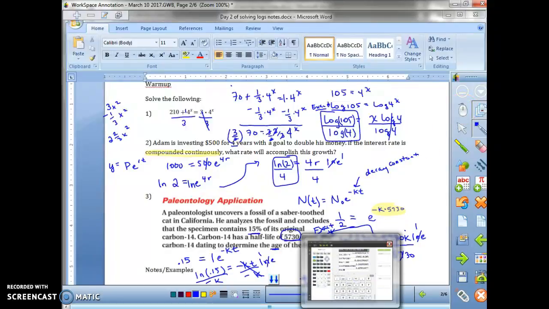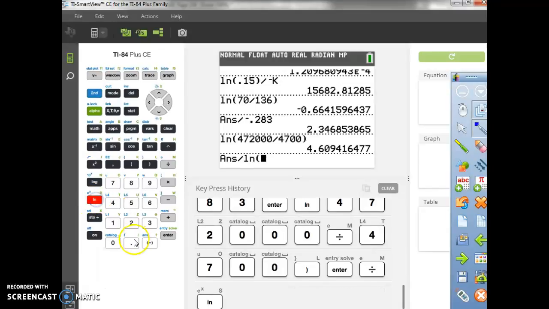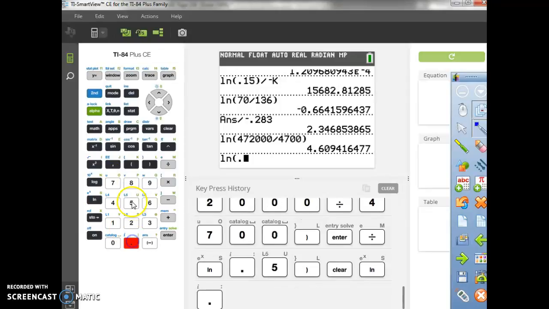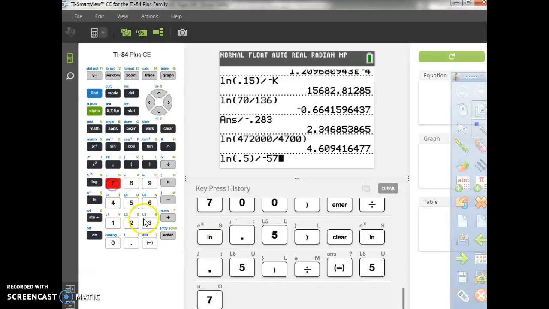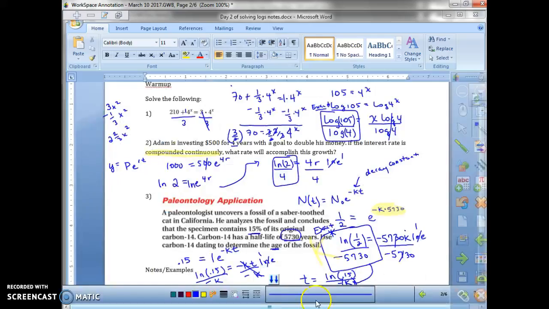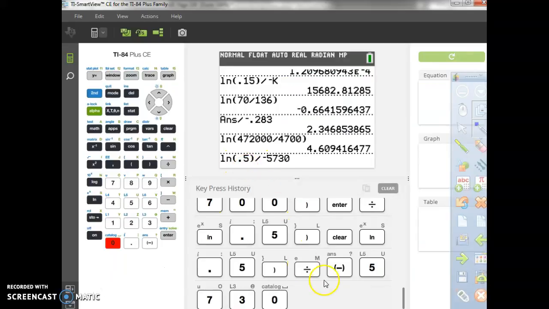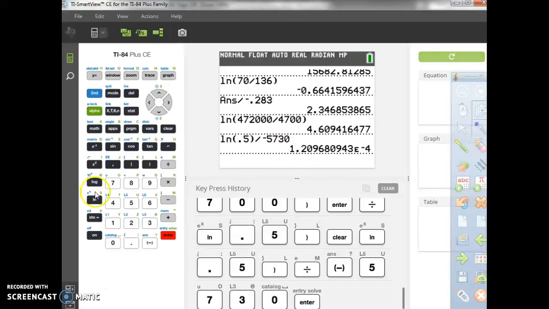And I'm going to take, first of all, the natural log of 1/2. And let me clear this out before I get started. So the natural log of 1/2, and then that will be divided by negative 5,730. And I do want to make sure that's exactly right. Sorry. So, yes, negative 5,730. So going back to the calculator, this is correct. So I will press enter. Now that is exactly k. So I'm going to store that, and I'm literally going to store it as k.